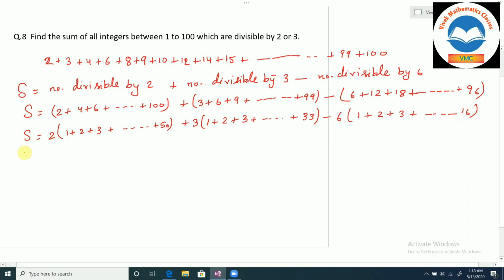Now for the sum of 50 natural numbers, what will be the formula? It is n into n plus 1 by 2. It means 50 into 51 divided by 2, and the 2 will be cancelled out. Plus 3 into, here also n into n plus 1 by 2, means 33 into 34 divided by 2. This will become 17. Minus 6 into 16 into 17 divided by 2. We can solve all this and we will get the answer.